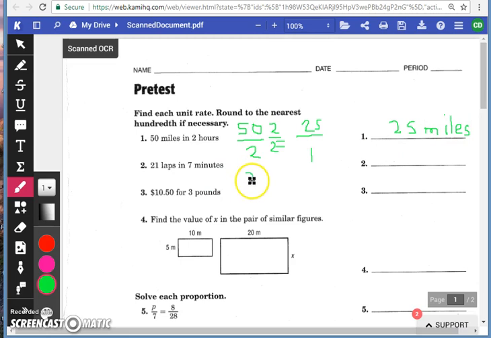If you take a look at question number 2, use the same strategy. 21 over 7 is equivalent to what? If you divide both the numerator and the denominator by 7 over 7, I am going to get 3 over 1, and that's 3 laps for every 1 minute. So you have just answered question number 2 with the understanding that you're making equivalent fractions or equivalent proportions.